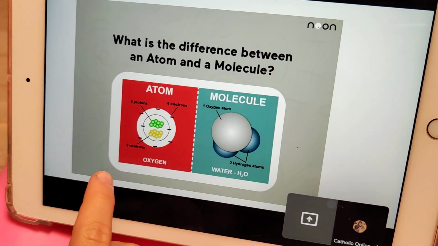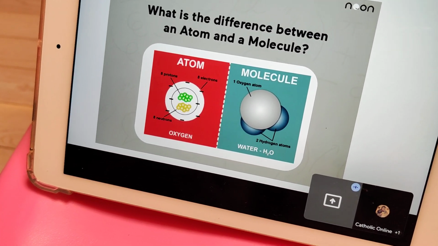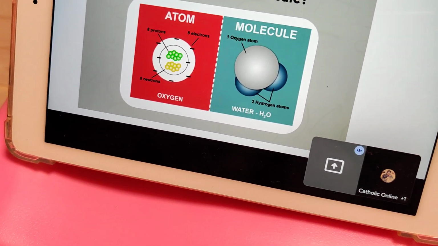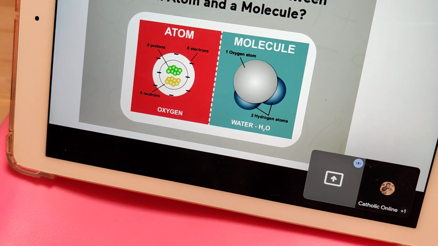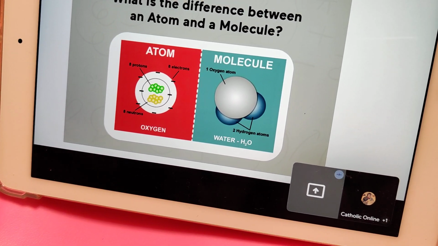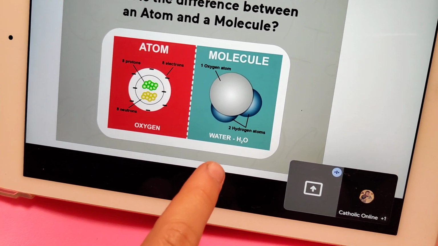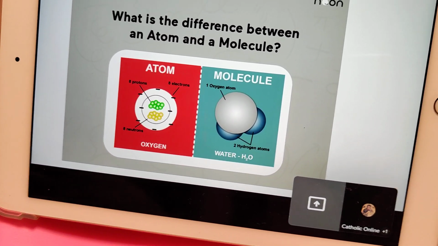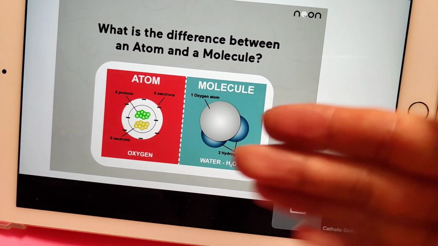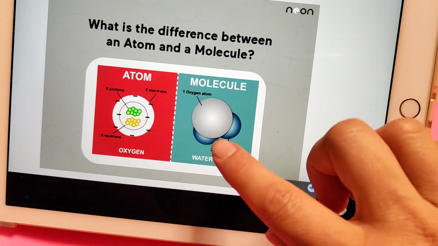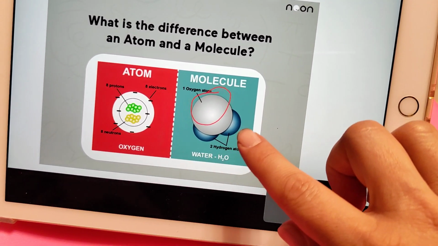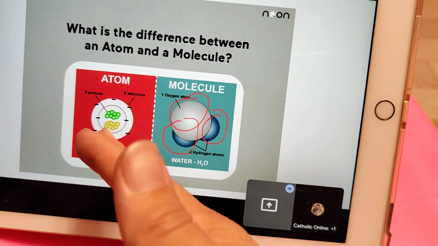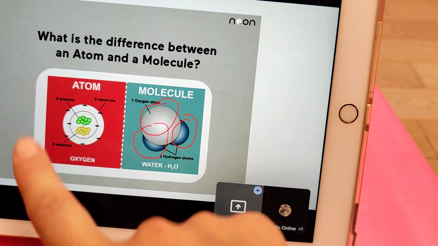So remember that. What is the difference between an atom and a molecule? Atom. So oxygen atom: 8 protons, 8 electrons, 8 neutrons. In a molecule, we have different atoms, for example water, but this is not the same element, right? Here, H2O. As we see, we have one atom of oxygen and two atoms of hydrogen. So this is a molecule, obviously, and this is the difference between an atom and a molecule.